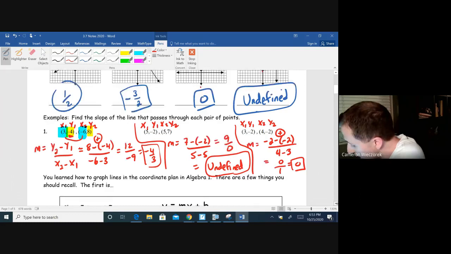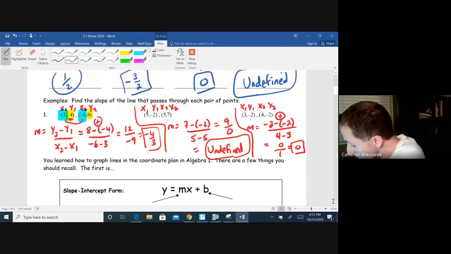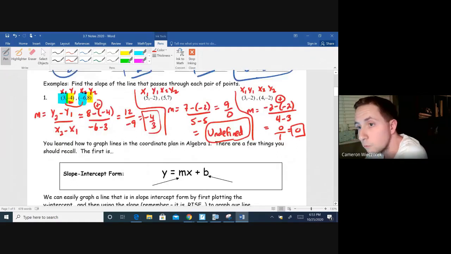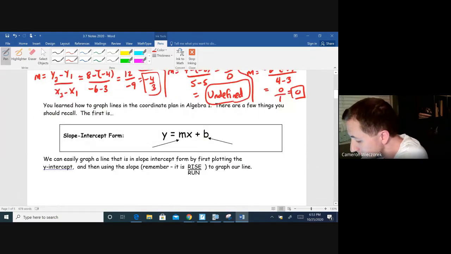Next up, we've got some graphing of lines. The most famous celebrity version of a line that you learned in Algebra 1 was called slope-intercept form, y equals mx plus b. The two things you need to know from that are m and b. M is your slope, and b is your y-intercept. It's the place on the y-axis where the line crosses the graph.